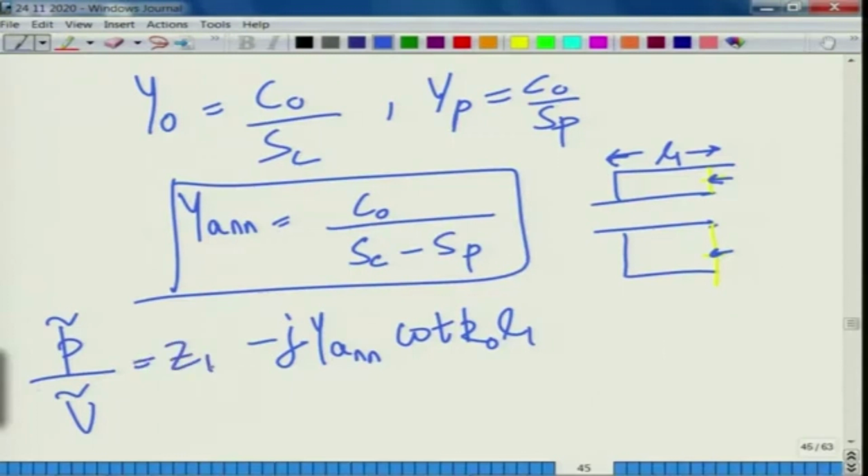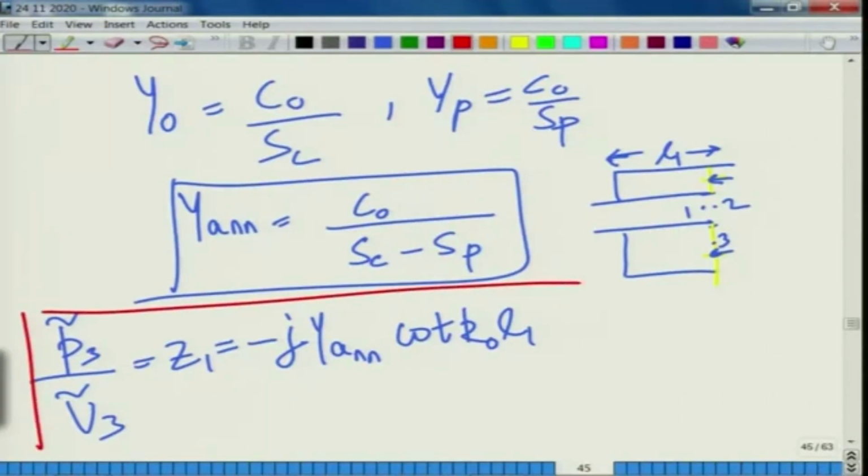So, let us introduce some nomenclature or naming the point. So, this is 1, let us say the point just outside the interface is 2 and this is 3. So, this is then P 3 tilde by volume velocity or mass velocity V 3 tilde. So, that is Z1 is equal to minus j y n into cot k naught L1. Okay. What do we do with this particular expression? How do you use that?